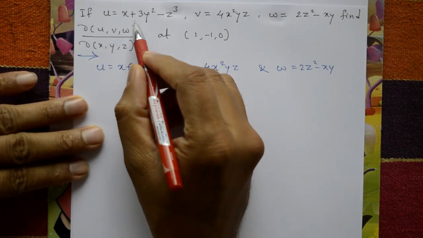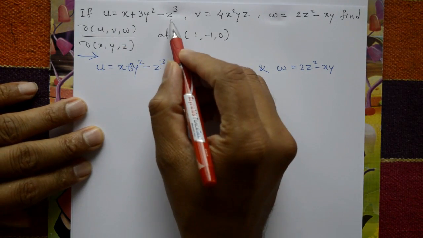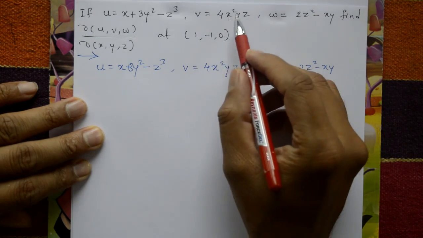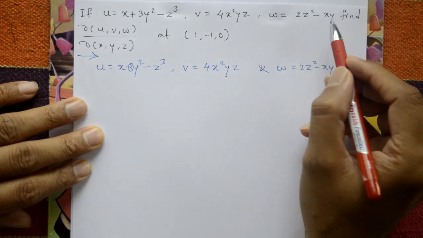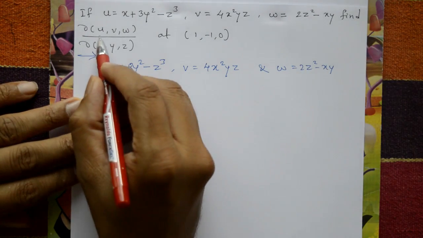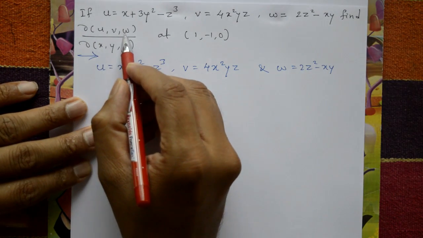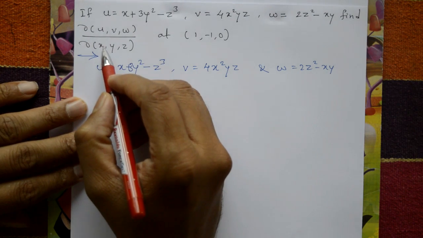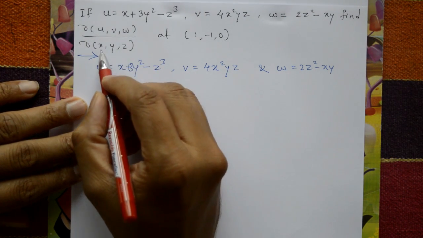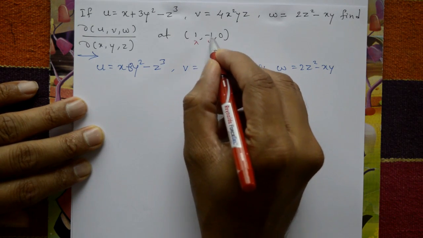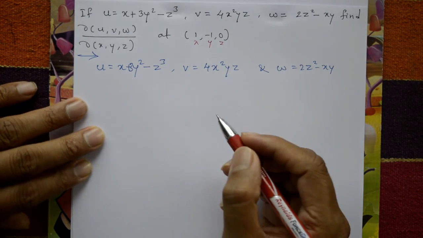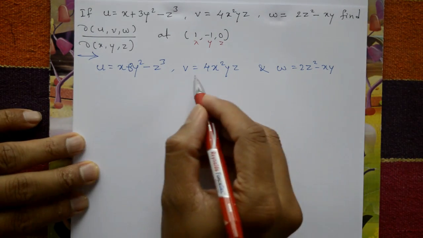If u is equal to x plus 3y square minus z cube, phi is equal to 4x square yz, and w is equal to 2z square minus xy, find ∂(u, phi, w)/∂(x, y, z), where u, phi, w are functions of three independent variables x, y, z, at the point x is 1, y is minus 1, z is equal to 0. Okay, now given u, phi, w.